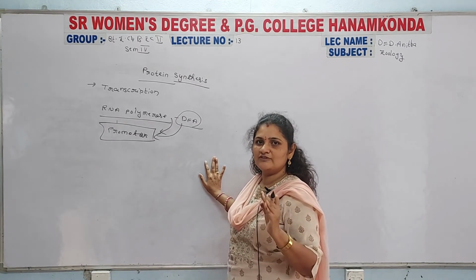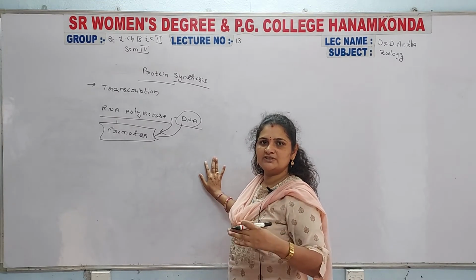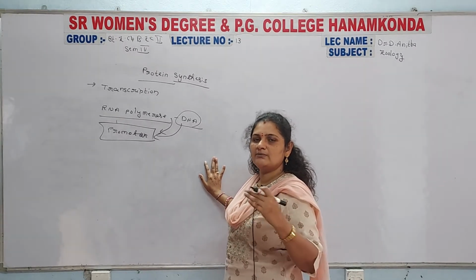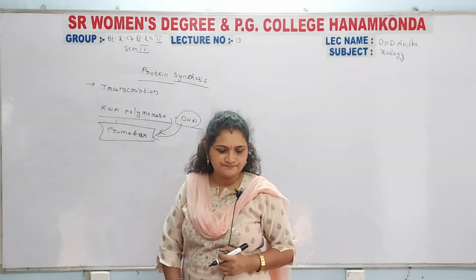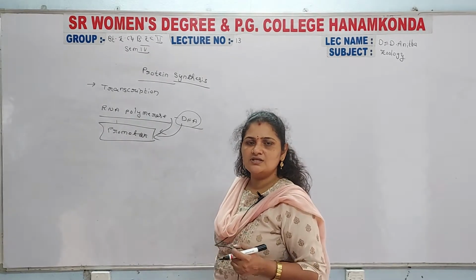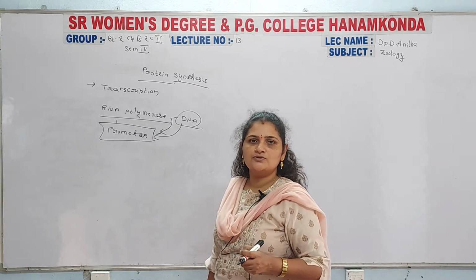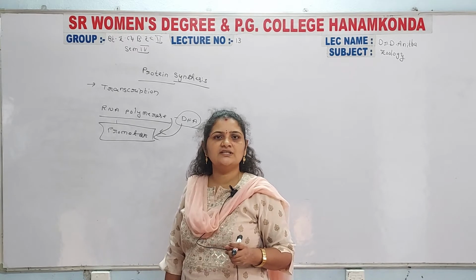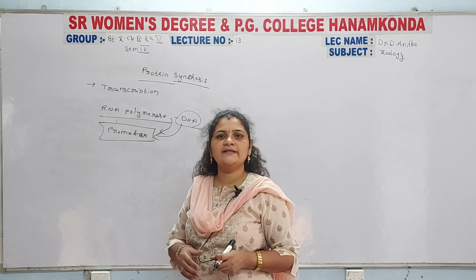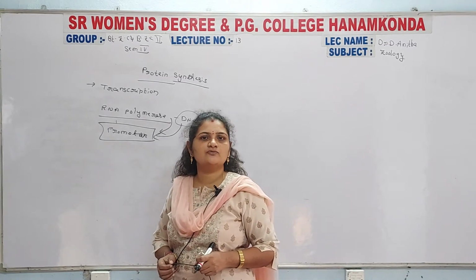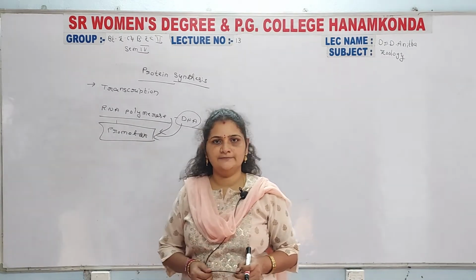So the information is transferred from the DNA to the mRNA by transcription, and the mRNA is transcribed. The RNA polymerase plays a major role in this transcription process. It proceeds from the 5' end to the 3' end. At the 5' end a capping mechanism is formed, and at the 3' end there is a poly A tail, meaning many adenines are present there. That is considered a poly A tail.